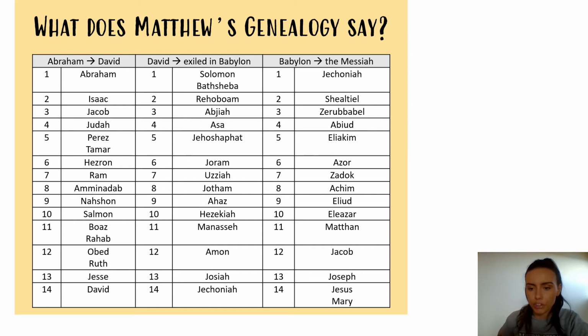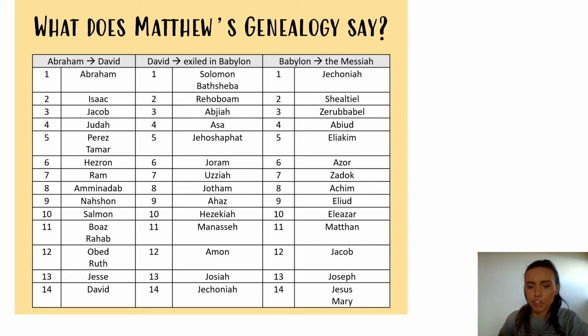The organisation into 3 sections of 14, and the fact that this genealogy would be appealing perhaps to 2 different audiences, Jewish and Gentile.